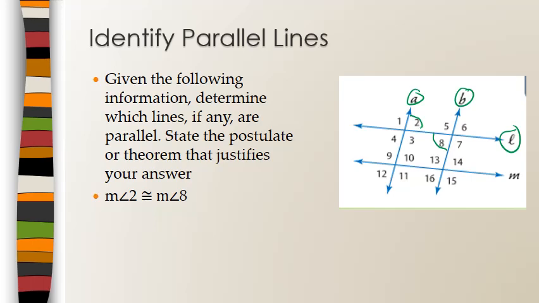So now I've got transversal L, and I'm looking at A and B to determine if they're parallel. I know that the measure of angle 2 and the measure of angle 8 are congruent. So what theorem or postulate could I use to prove that A is parallel to B, which looks like my potential two parallel lines? Well, angle 2 and angle 8 are both in the interior of lines A and B, and they're on opposite sides of the transversal L. So we can prove this parallel by the alternate interior, and I'm abbreviating here, angles converse.